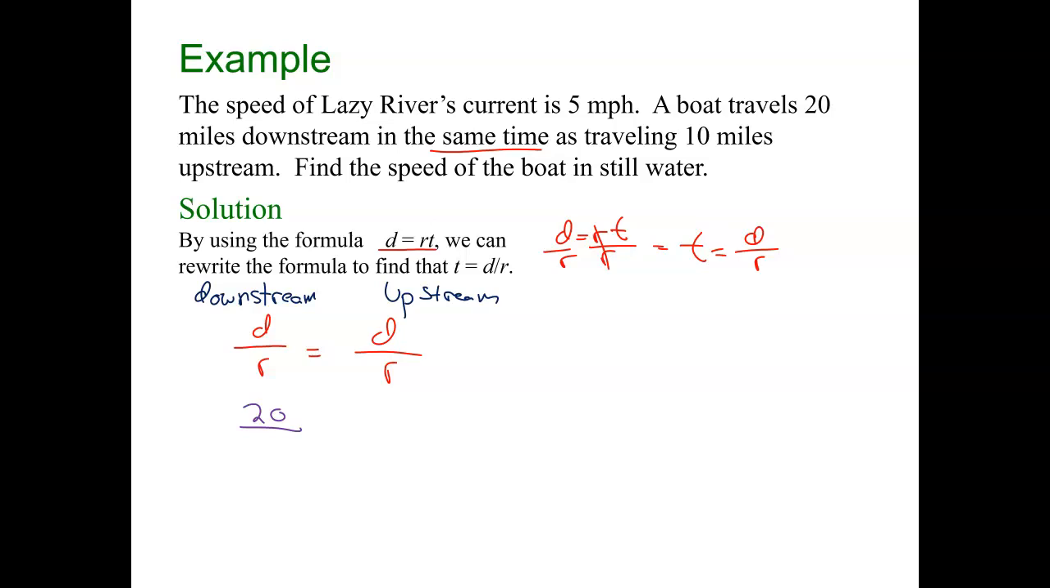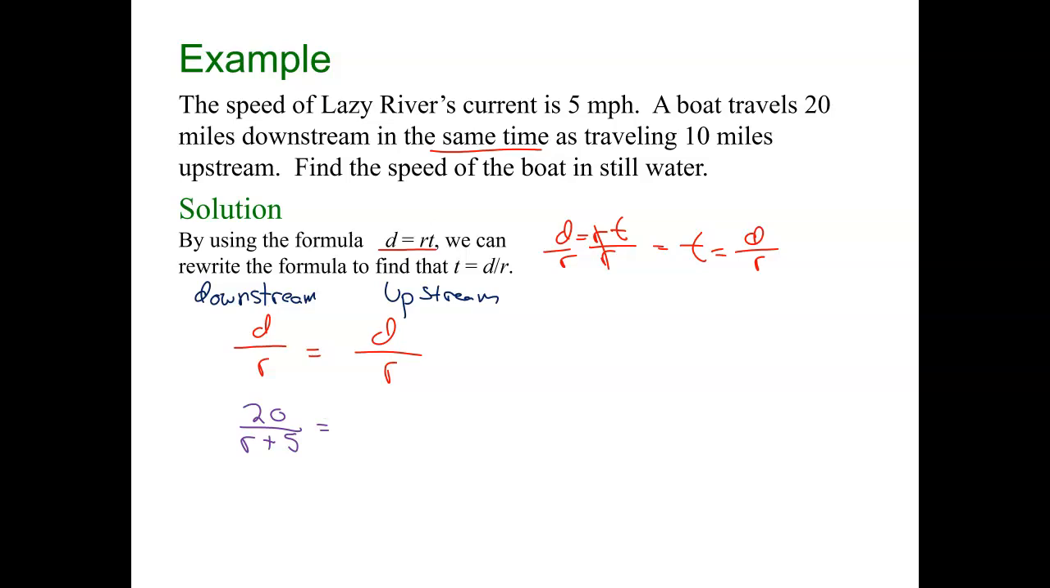Now, I don't know the rate of the boat. I don't know how fast the boat is going on its own. I do know how fast the river is going. So if I have the speed of the boat and the speed of the river going downstream, what can I do with those speeds to find its actual rate? Does going downstream speed it up or slow it down? It speeds it up. So we add them. The rate of the boat plus the rate of the river gives me the total speed.